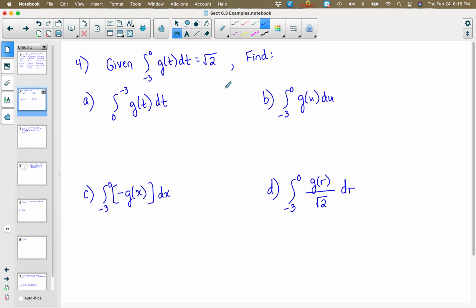All right, so here we are given that the integral from -3 to 0 of g of t dt is equal to the square root of 2. And we're asked to find the integral from 0 to -3. Well, we see that this has just been switched.